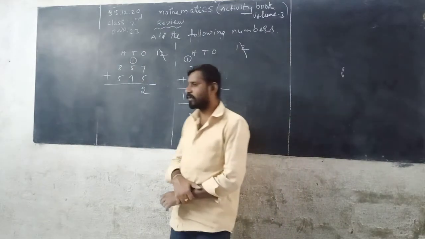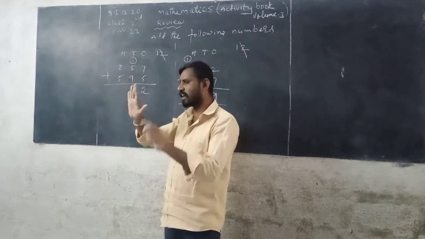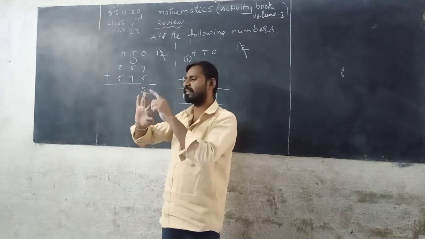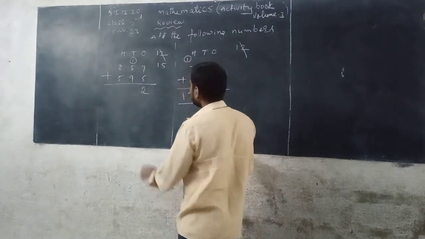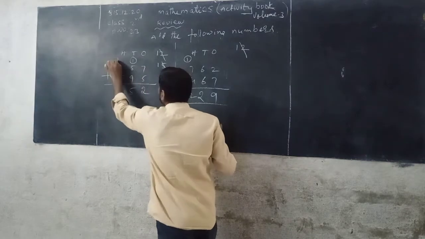Now next, look at the blackboard. 1 plus 5, 6. 6 after, how many fingers can you count? 9 fingers. 6 after 7, 8, 9, 10, 11, 12, 13, 14, 15. 15 is a 2-digit number now. So 5 is written down in the tens column, 1 is carried to the hundreds place.